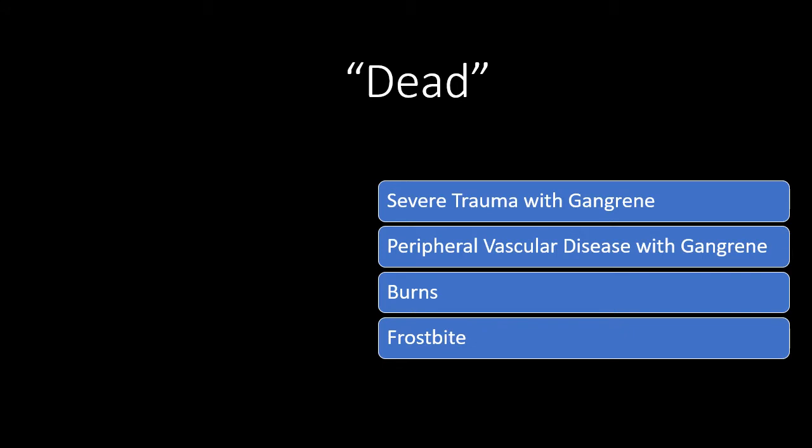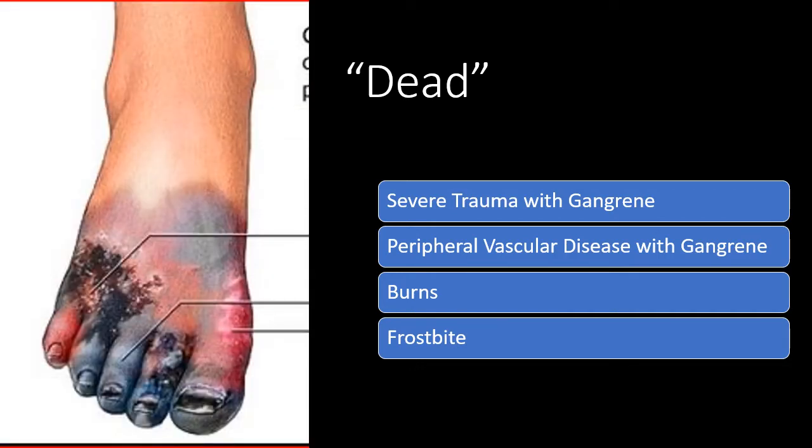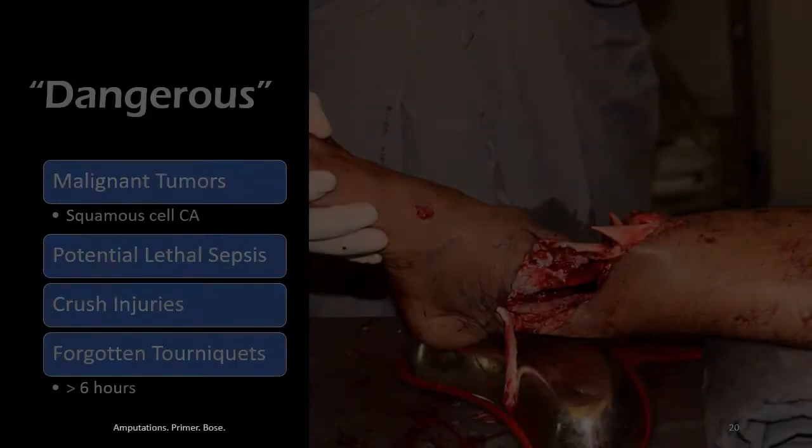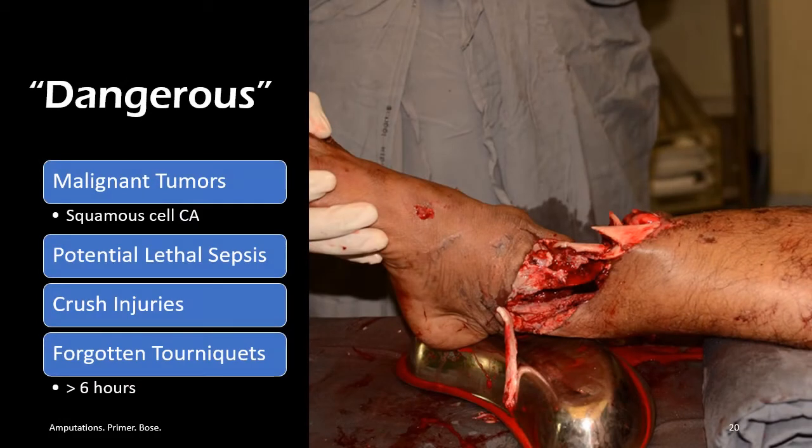Examples of dead body part are shown on the screen. It's severe trauma with gangrene or somehow the body part is completely dead. Example is shown on the picture. You will notice that the physicians will create what is called the line of demarcation to see whether it is getting better or worse. This is an example of a dangerous situation where the body part is so mangled that it cannot be saved.